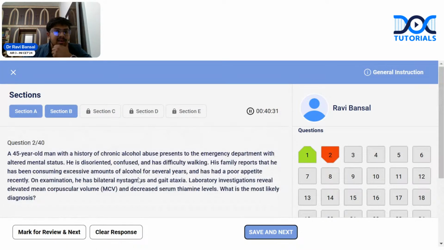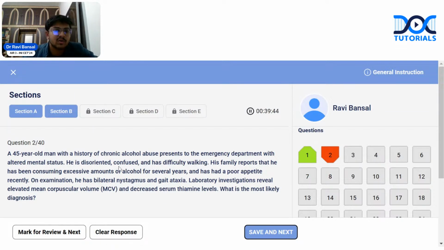In a long history-given question, you should start reading from the last line of the question, so you get the idea what the question is all about. They are asking about the diagnosis, so you start reading the question. A 45-year-old man with a history of chronic alcohol abuse presents to emergency with altered mental status, disoriented, confused, difficulty walking. So it's going towards alcohol abuse disorder. His family reports he has been consuming excess alcohol for several years and has a poor appetite recently. He has bilateral nystagmus and gait ataxia. Laboratory investigations reveal elevated MCV, which is expected in a chronic alcoholic, and decreased serum thiamine level. What is the most likely diagnosis?